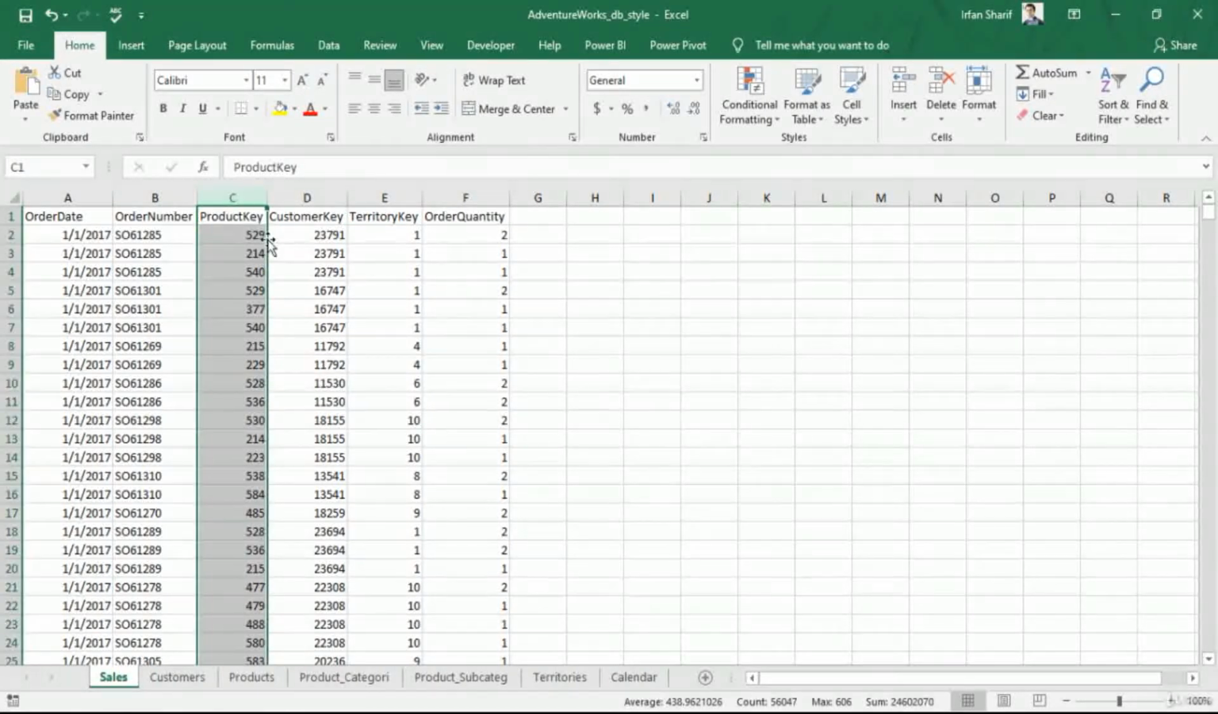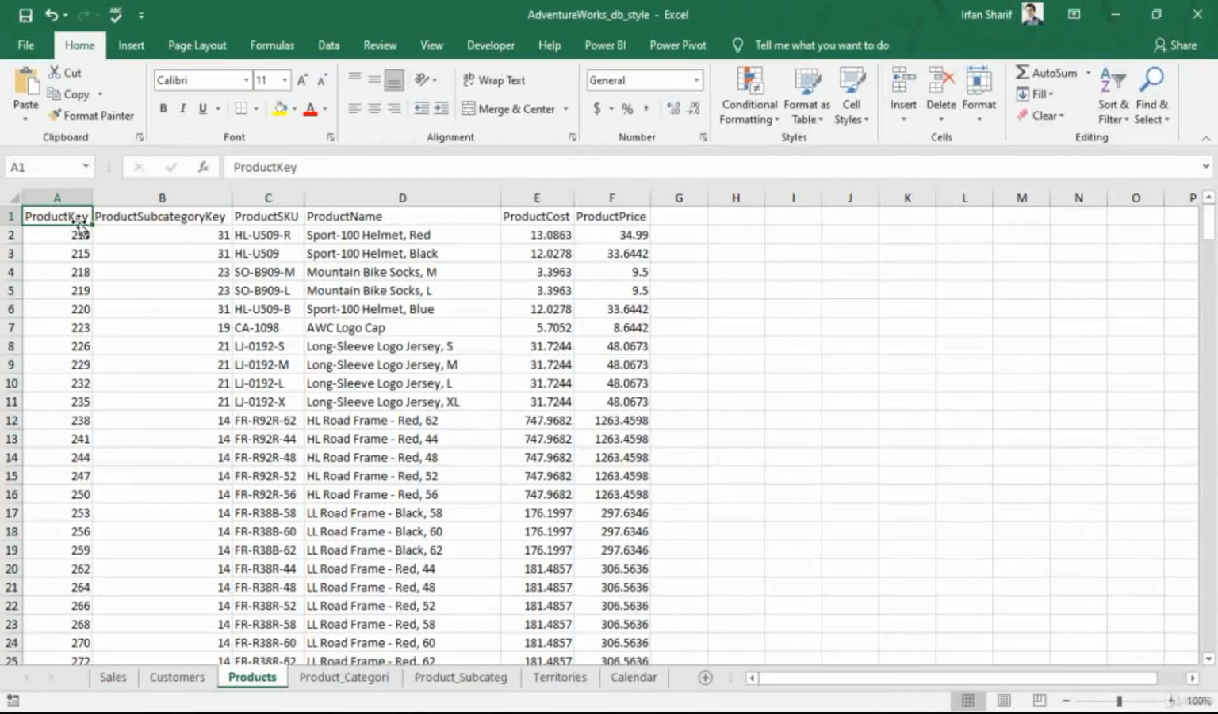And if I take you to the product key sheet, for example, you will see that on this product key sheet, you have the subcategory key, you have the product SKU, product name, product cost, and product price. So all the information about product cost and price is available here, but the information about the category and subcategory is not available. But we don't really have to worry about that because we have the subcategory key here.